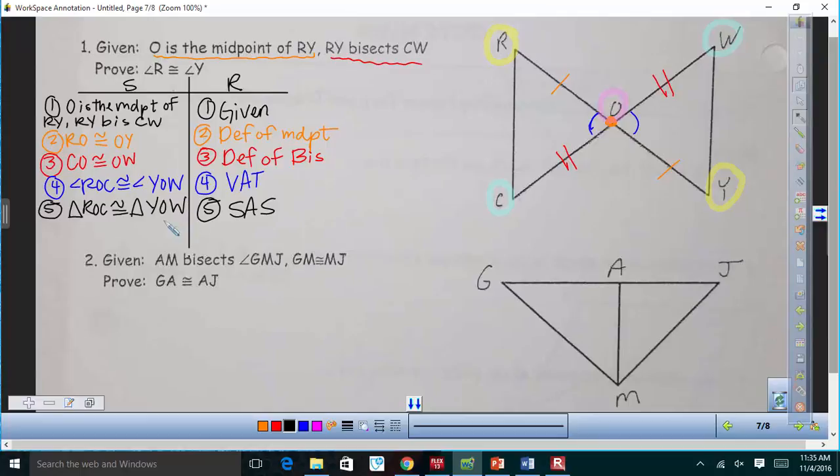Okay, so here's the last step you put in there. If these are congruent triangles, doesn't that mean all the parts are congruent? Every side's the same, every angle's the same. So if that is true, then that means that, and this is our very last step, angle R would be congruent to angle Y because of what we just learned. Corresponding parts of congruent triangles are congruent.